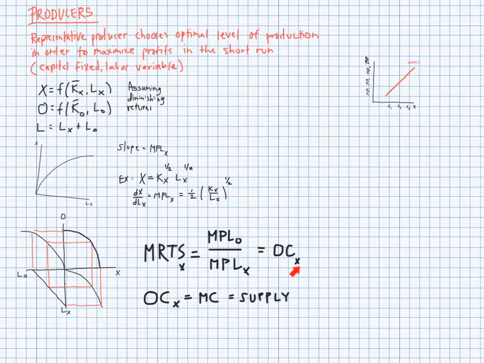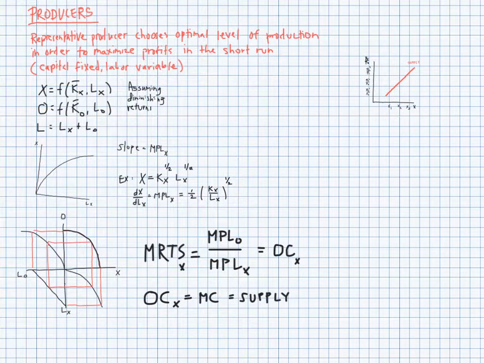So when we produce one more X, we will have to give up this number. This ratio will give us the number of O goods that will be given up. So that's the opportunity cost. And then you remember, of course, that the opportunity cost of doing one more thing is the same as the marginal cost of producing a particular good, because the real cost of something is the opportunity cost, and that's actually the supply curve.